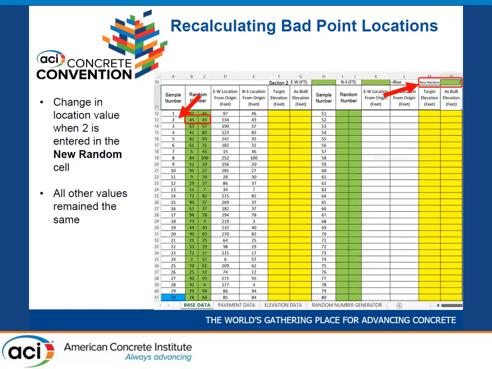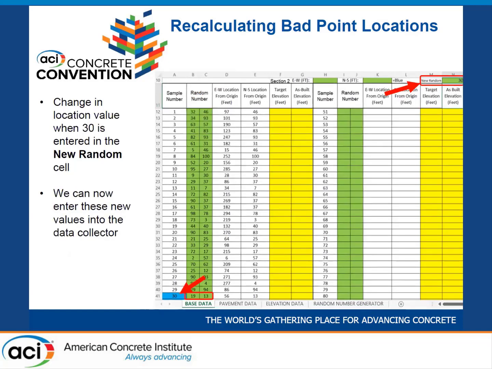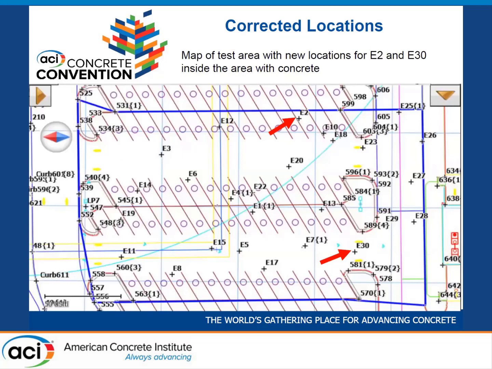Same thing with point 30. We just switch that out. We have a new random location. And now we have point 30 and point 2 just randomly put in there. Now we've got 30 points in a 30,000 square foot paving pour that's going to give us samples.